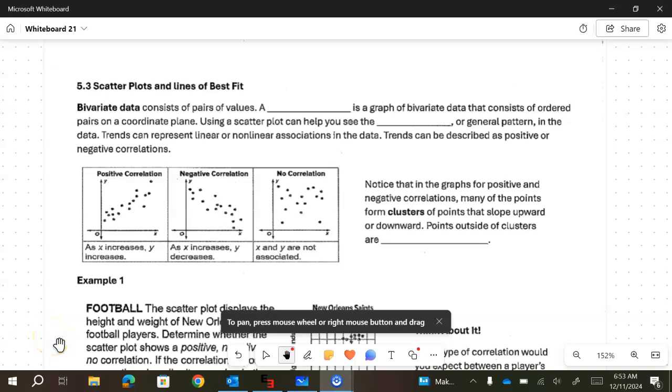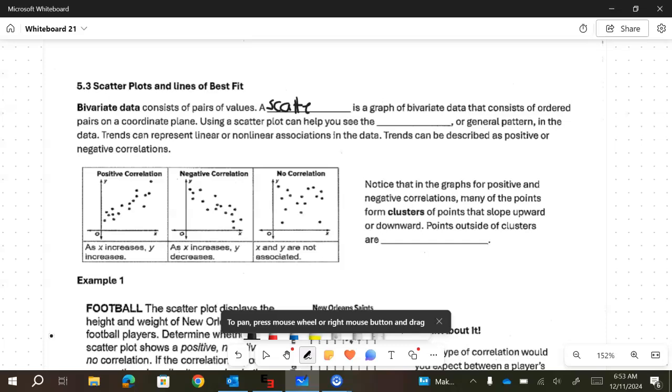All right, today we're going to start to apply some of the things that we've been doing with writing equations, and we're going to start that by looking at what's called a scatter plot. So a scatter plot is a graph of bivariate data. Don't get too confused by the notation here, but let's just fill this in.